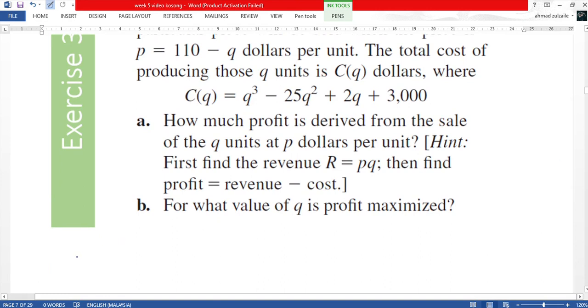For question A, they ask how much profit. Therefore you just simply give it in the form of an equation. Profit equals negative Q cubed plus 24Q squared plus 108Q plus 3000.